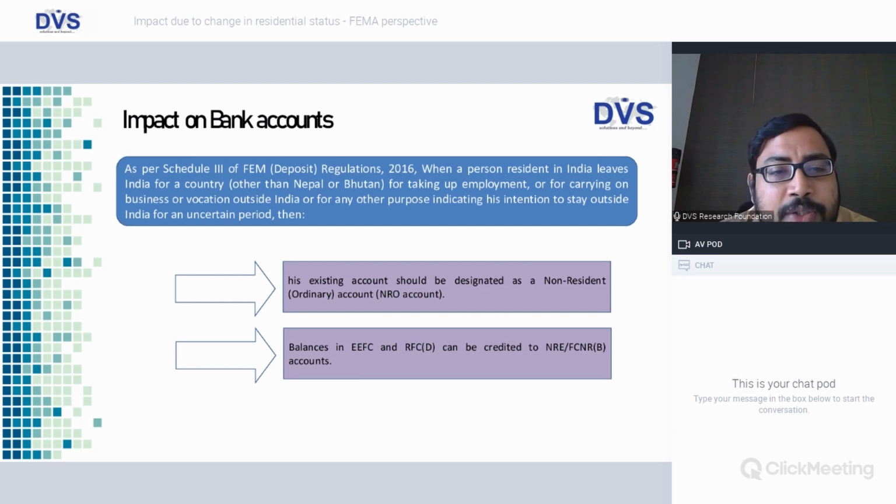But where there is an intention to stay for an uncertain period, whether you have an SB account or current account with INR balance, all the accounts have to be converted into non-resident ordinary accounts. Wherever exchange earners foreign currency accounts or resident foreign currency accounts are there in India, the balances have to be credited to the NRE account or the non-resident foreign currency accounts. This is applicable only when the resident has an intention to stay abroad for an uncertain period.